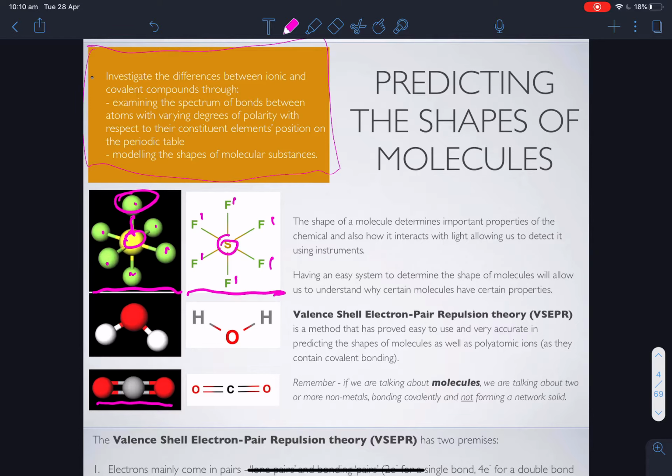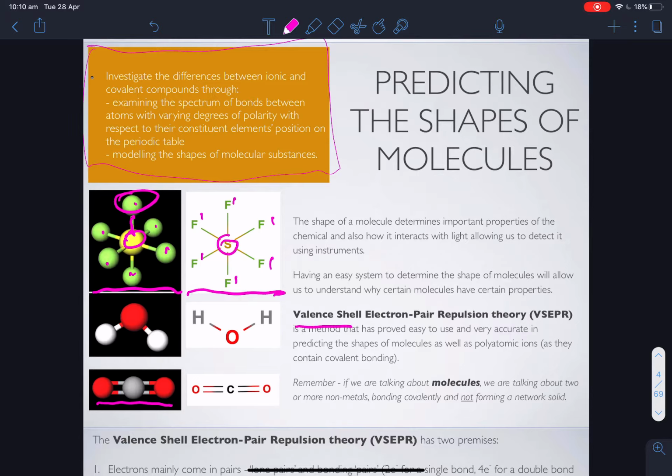Okay, so remember, we're talking about molecules, so we're talking about two or more non-metals bonding to each other covalently, and they're not forming an ongoing network solid. Okay? So let's look at valence shell electron pair repulsion theory.